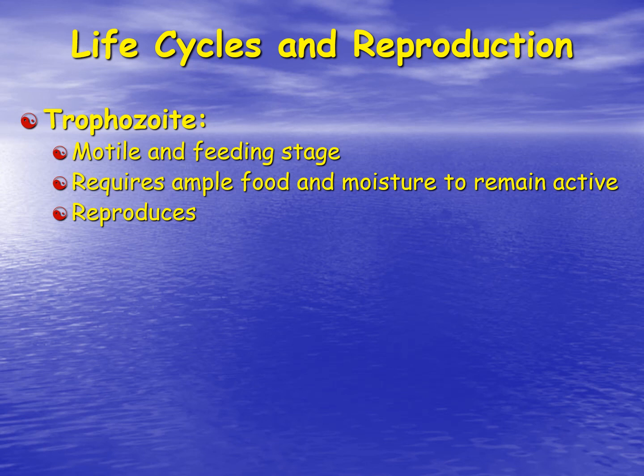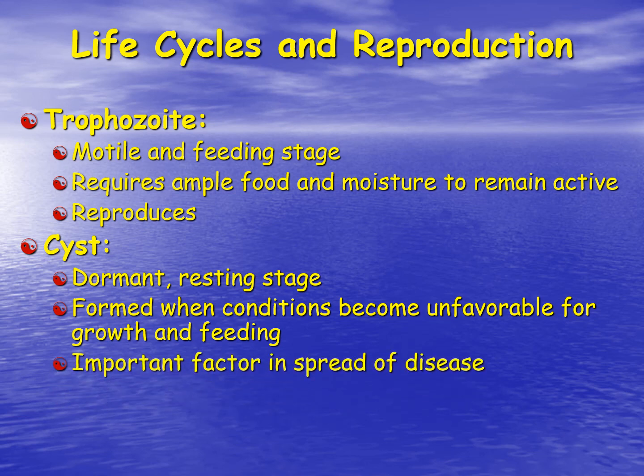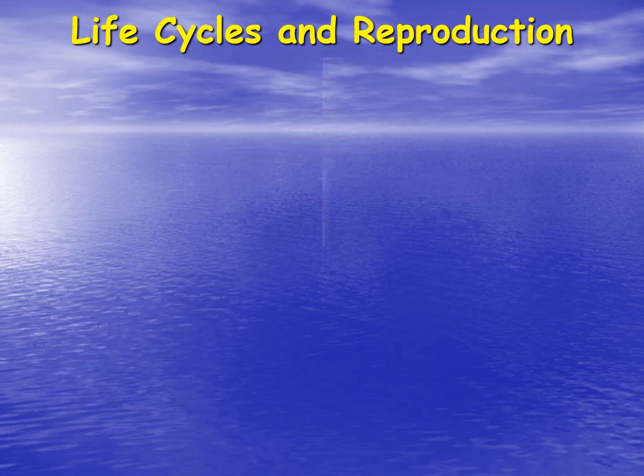Now, some of the protozoans only exist in the trophozoite stage, but some can form what's called the cyst. This is a dormant resting stage with minimal metabolism going on. These are usually formed when conditions become unfavorable for growth and feeding, and so there's no reproduction. However, cysts are a very important factor in the spread of disease. Many of these protozoan parasites can encyst in tissues that are then ingested by other animals, and the cyst will, quote, hatch out and form a trophozoite in another host.